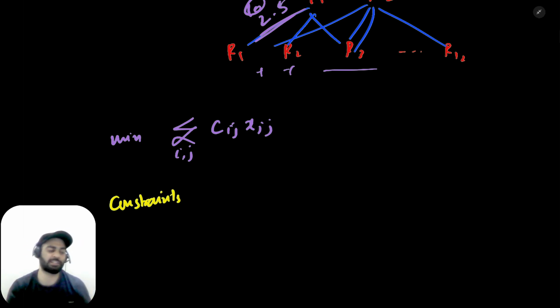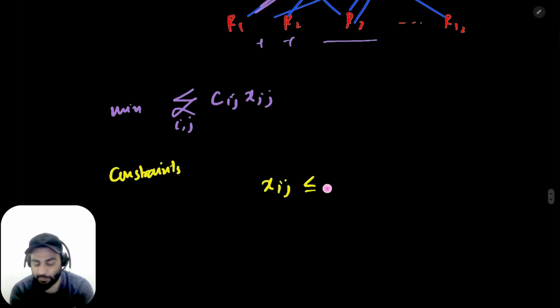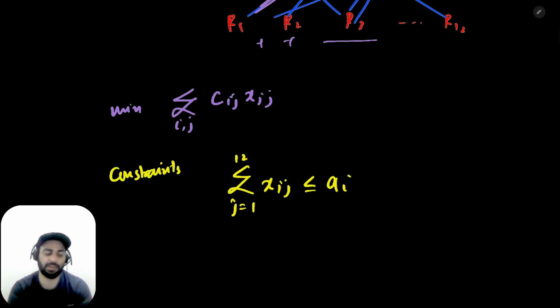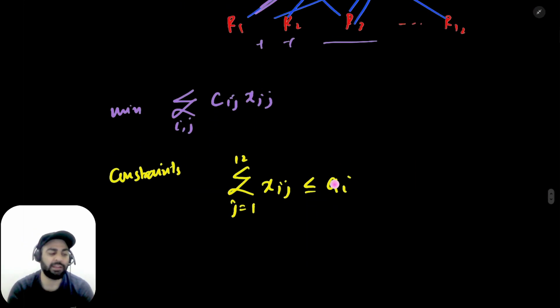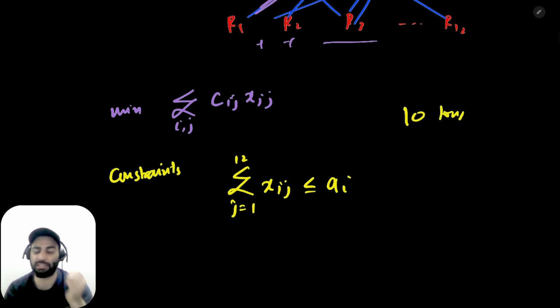What is the constraint? The first constraint is that this Xij is less than or equal to Ai. What does that mean? The summation of Xij, with j equal to 1 to 12, is less than or equal to Ai, the capacity. Ai is the producing capacity. For example, if a factory produces 10 tons, then it cannot give more than 10 tons. That's why the number of tons you are shipping should be less than the capacity. That's an obvious constraint.